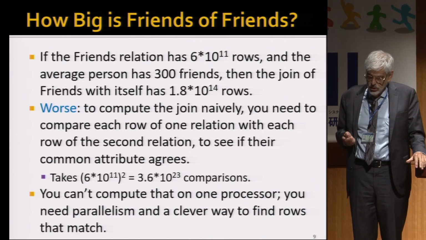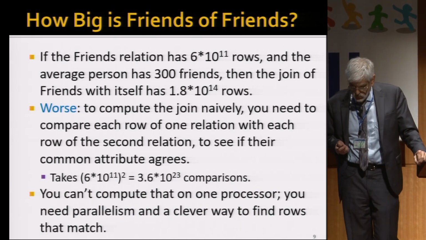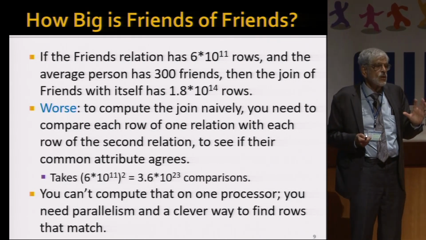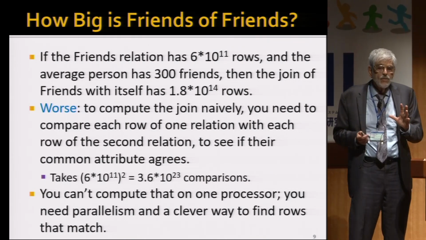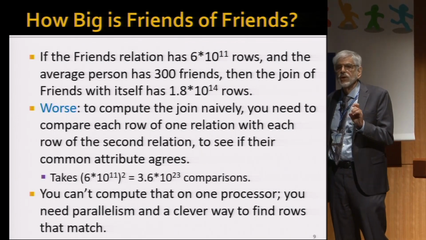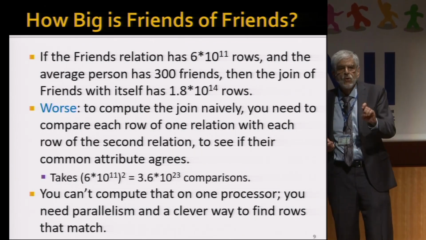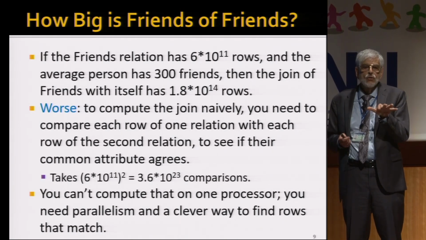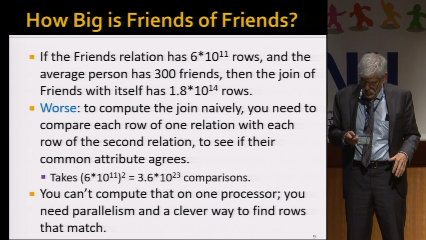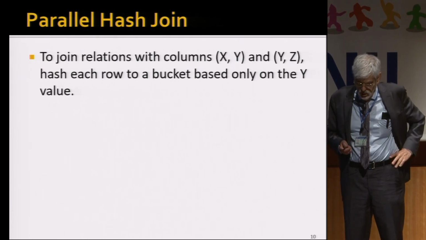Okay. Fortunately, you don't have to. Because there are two things. First of all, you can use parallelism. The join is a very easily parallelizable operation, but also you have to be very clever in order to focus on the pairs of rows that do join without looking at every pair of rows.